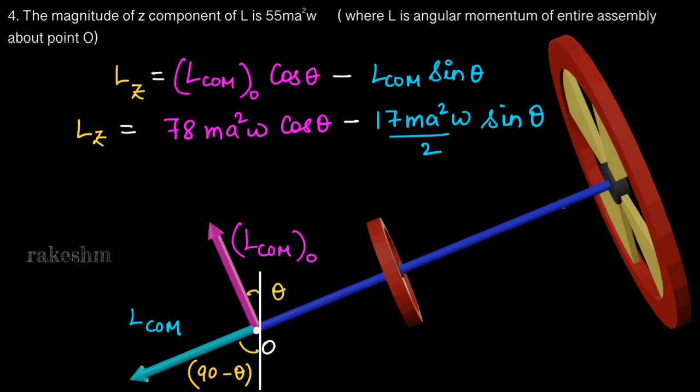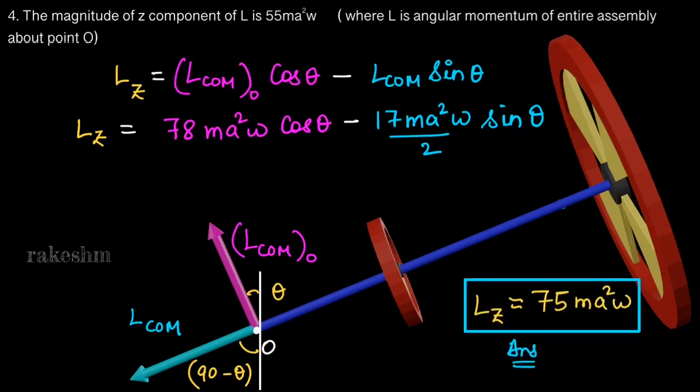So previously we had found out that LCOM about O, the angular momentum of the center of mass about O, was approximately 78 ma square omega into cos theta, minus the angular momentum of the assembly about center of mass, which we found as 17 ma square omega by 2, into sin theta. If you put the value of cos theta as root 24 by 5 and sin theta as 1 by 5, we get Lz approximately equal to 75 ma square omega. So this is not equal to 55 ma square omega. So this is also the incorrect option.